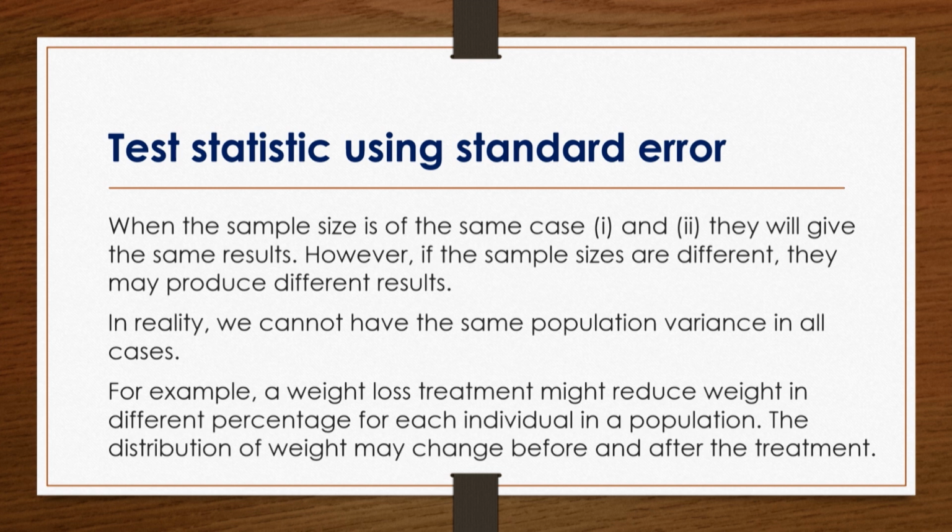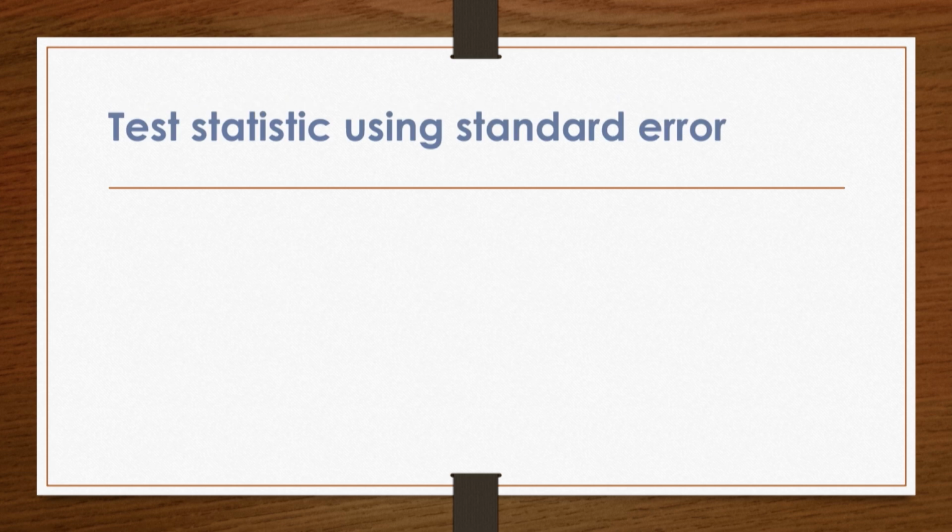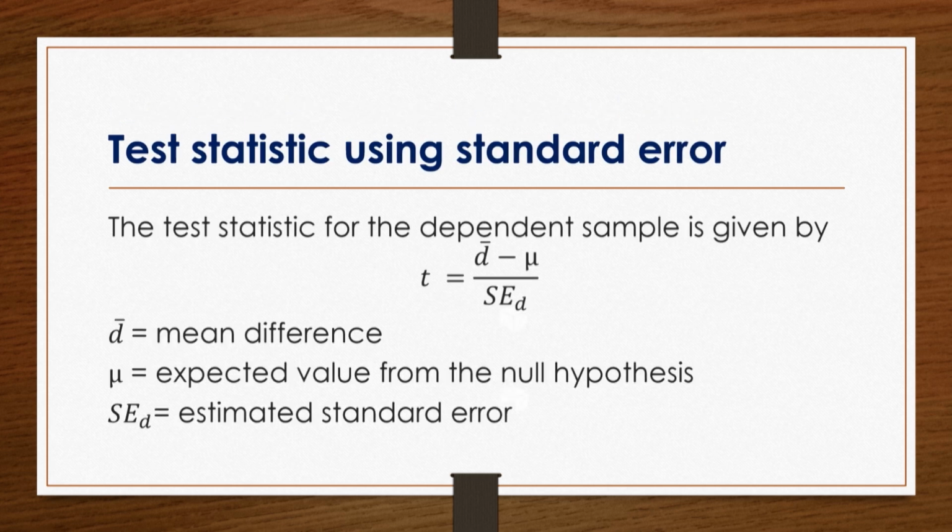For example, a weight loss treatment might reduce weight in different percentage for each individual in the population. The distribution of weight may change before and after the treatment. Here the test statistic for the dependent sample is given by the standard error method. So we have t equal to d bar minus mu divided by standard error of d. So d bar is nothing but the mean difference, and mu is called the expected value from the null hypothesis. Standard error of d is the estimated standard error of the corresponding test statistic.